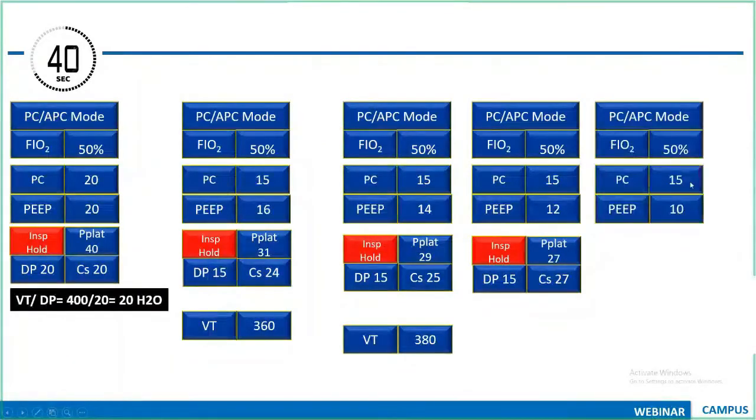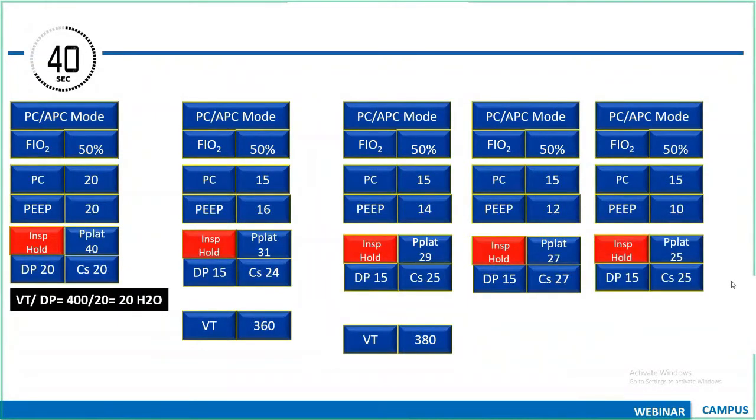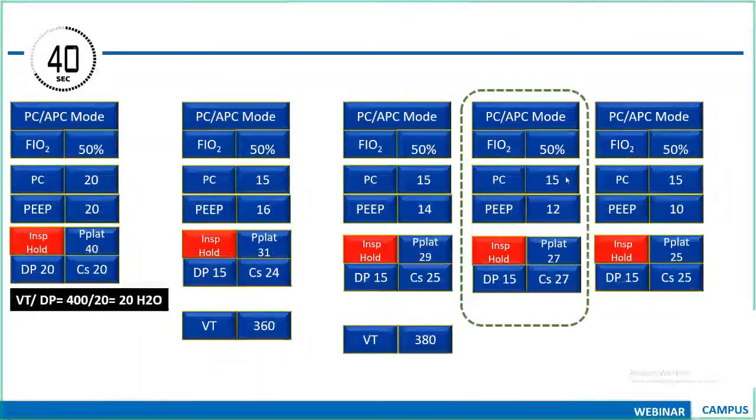Now again with the same setting, I have reduced the PEEP to 10. I have measured the compliance. So here you see now the compliance is dipping. That means what does it indicate? So the patient's best PEEP here, based on the compliance, is 12.